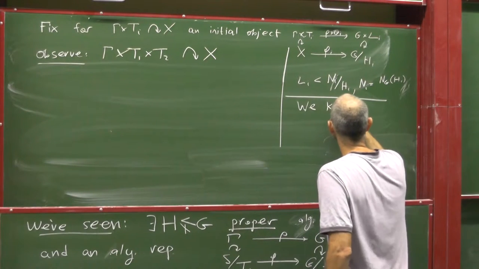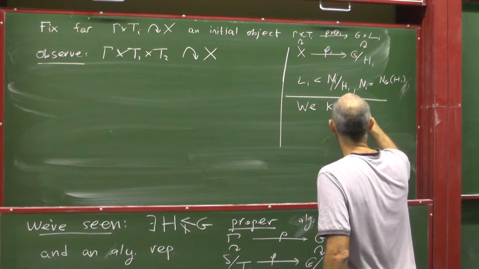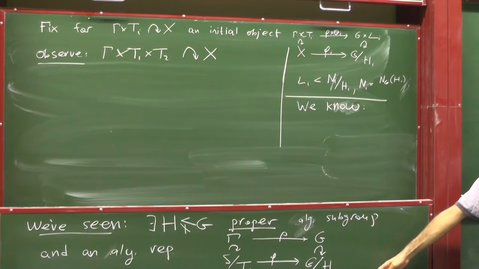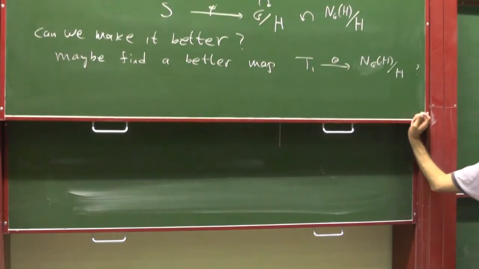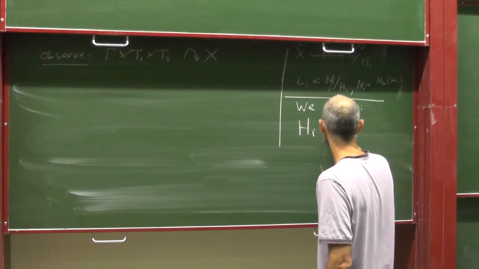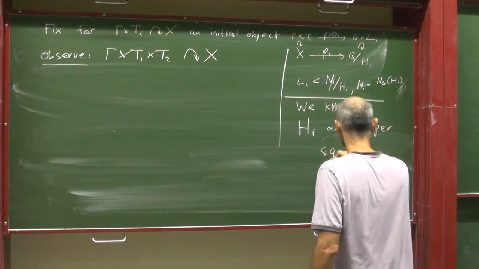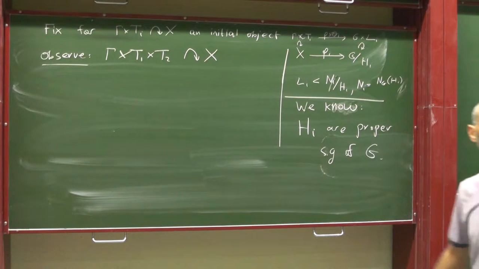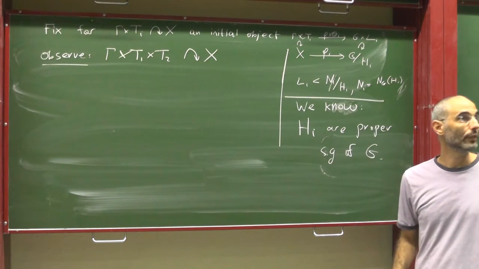We know this is the complement of that. This is why I kept this unclean. We know that the Hi are proper subgroups of G. This is the idea. We worked hard for this. Those categories are not trivial. And for this, it was enough to consider the trivial representation of T1, T2.